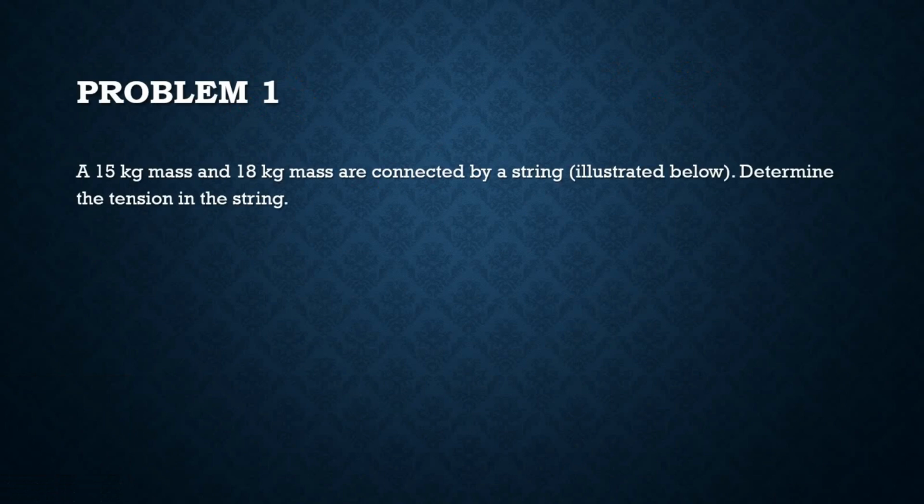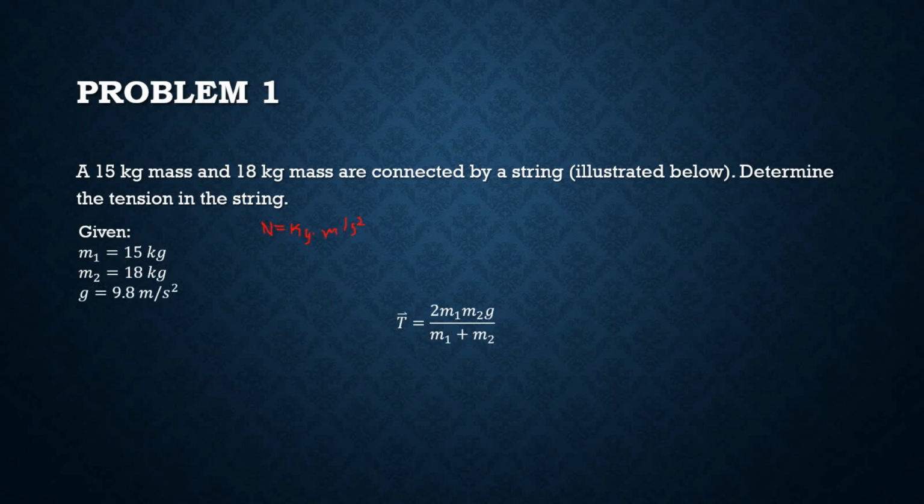First problem: a 15 kilogram mass and an 18 kilogram mass are connected by a string. Determine the tension in the string. So the given, tension is always in terms of newtons. So as I said earlier, newton is always kg times meters per second squared. So mass is always in kilograms. Gravity is always 9.8 meters per second squared.